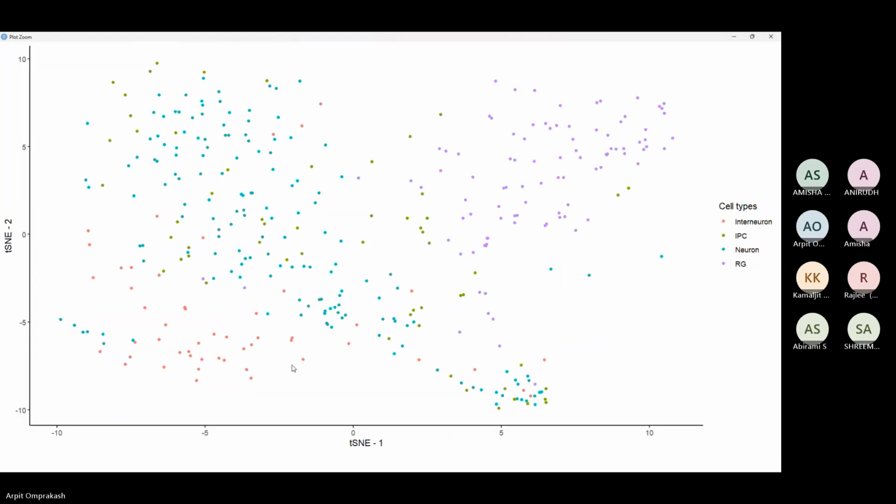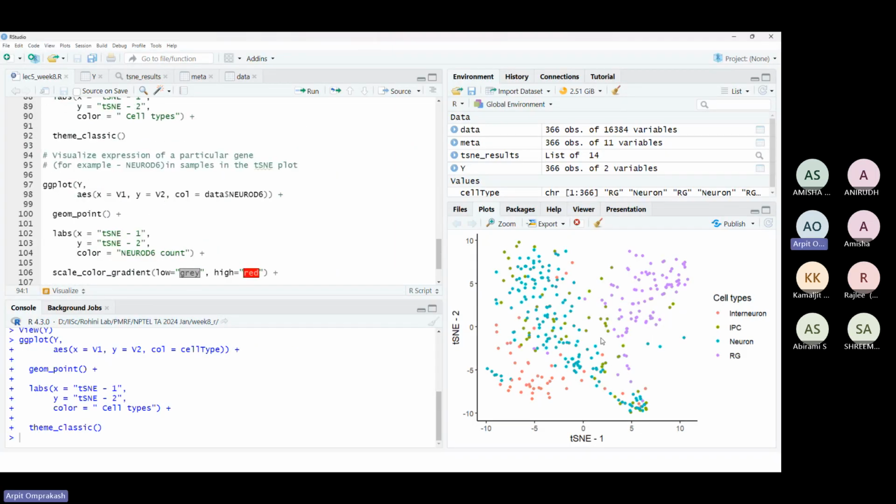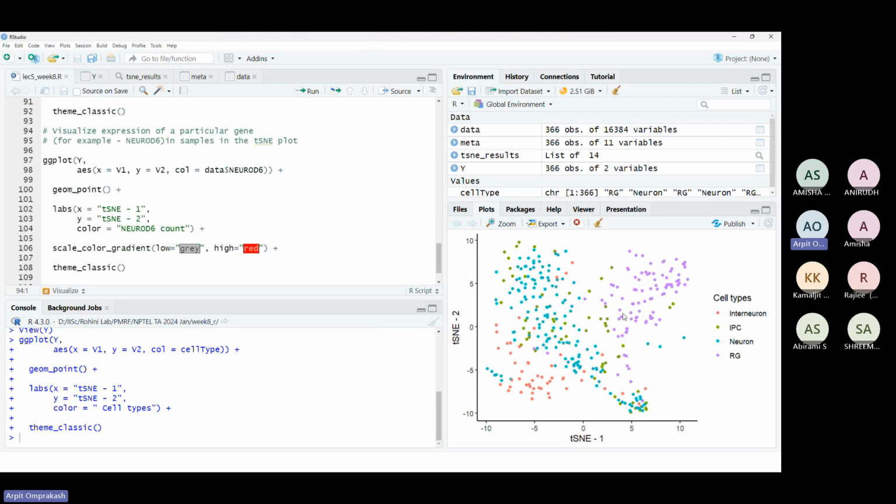So basically there are a lot of these RG cells here, a lot of these interneuron cells here, and the other ones are quite mixed here and there. Interneurons and neurons are mixed here and there. IPC is also all over the place. Right. So this is one way to visualize the data, where we are coloring the data according to the cell type.